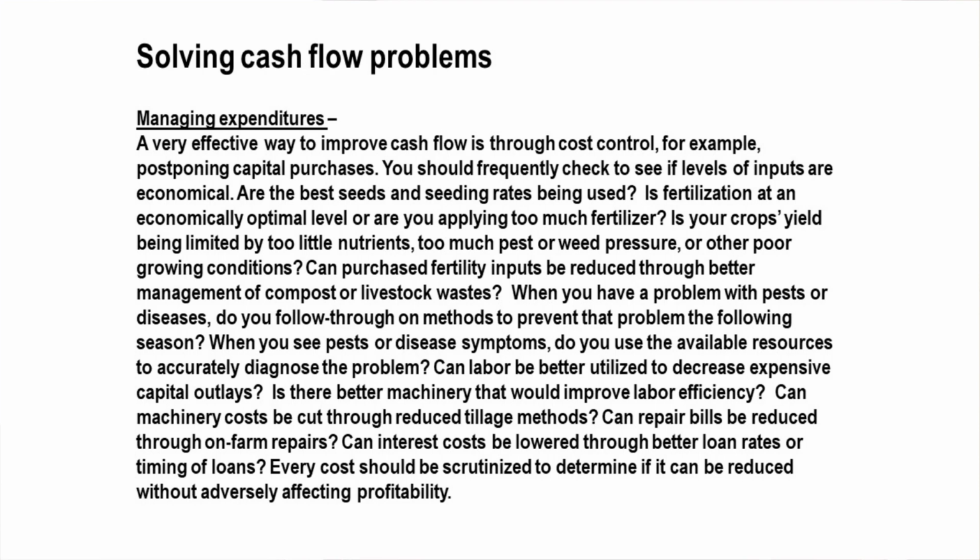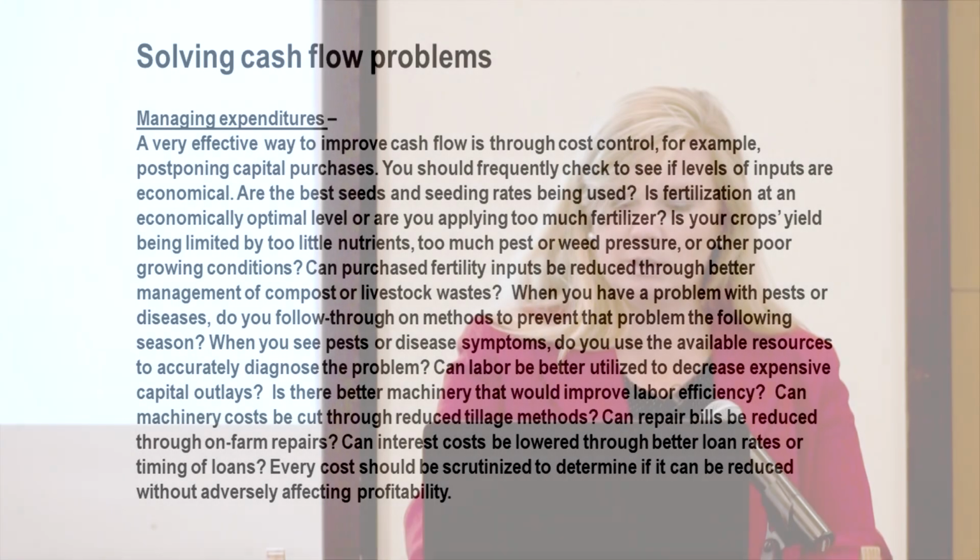When is the last time you negotiated some leases or set some marketing targets? Something with livestock waste or management of compost. So maybe there's some things where you can see where money's going out and it's not coming back in, and maybe there's some efficiencies or alternate plans that you can do. Can repair bills be reduced through on-farm repairs? It's just a lot of ideas in this section to think about what your expenses are.